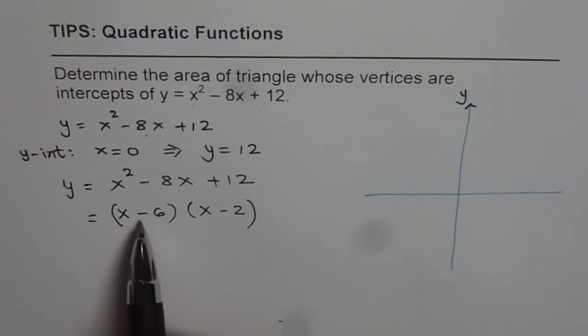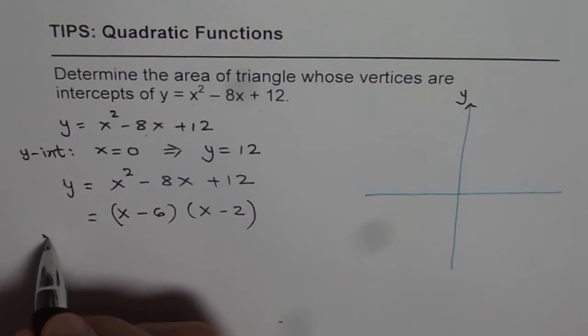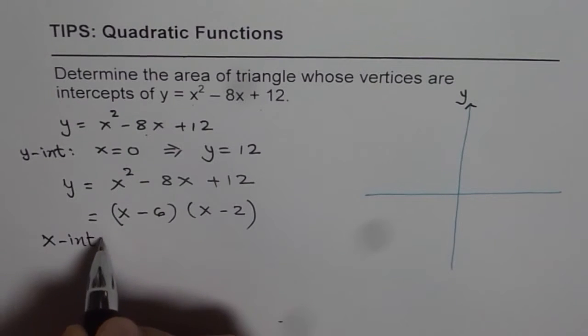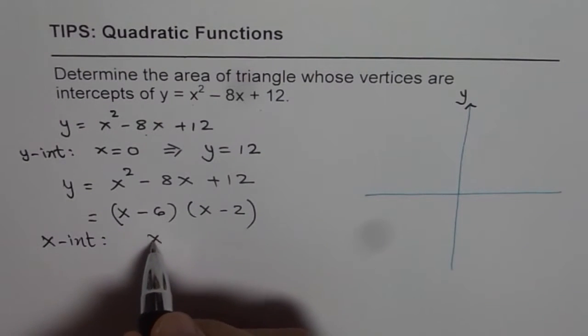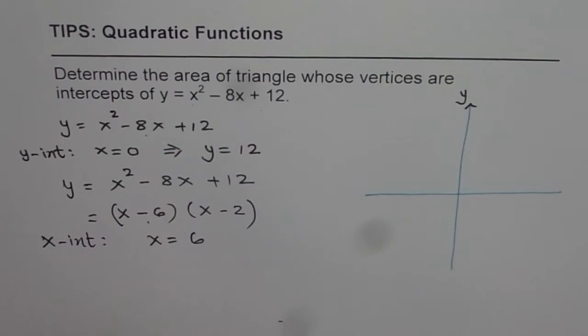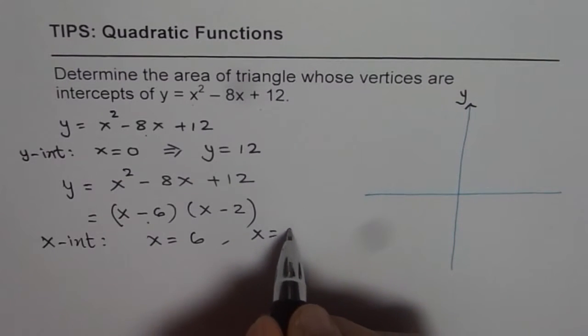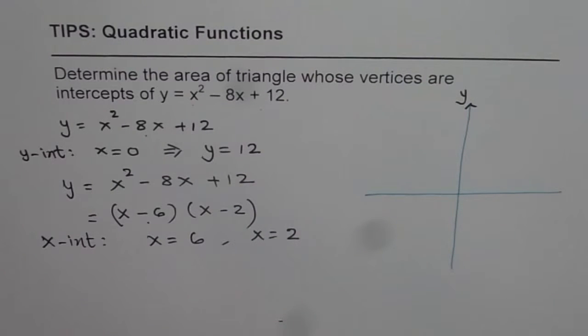So that means these are the zeros. So we get the x-intercepts from here, right? So x-intercepts are at x equals 6 and at x equals 2. So we have x-intercepts and y-intercept. We get 3 points, and I hope these 3 points help us to find the area of the triangle.